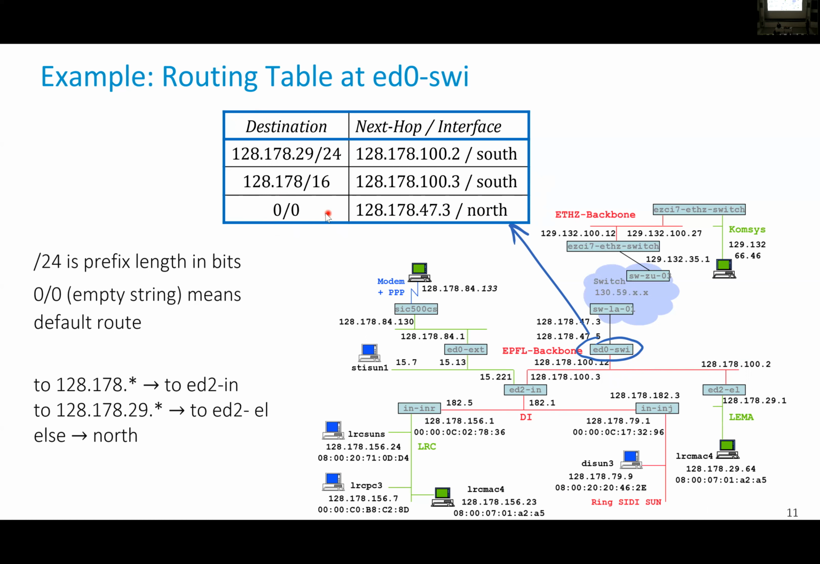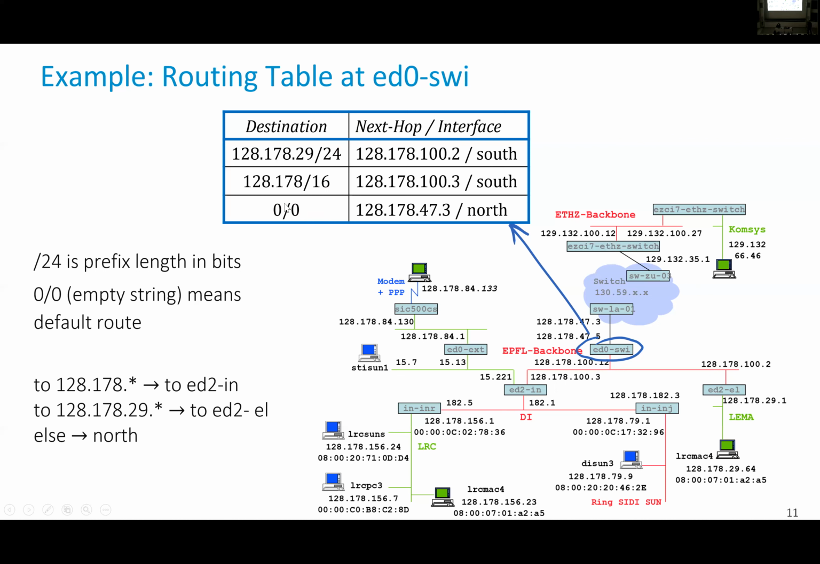And another entry, 0/0. Now that's an extreme case. 0 bits means it's the empty prefix. One convention, not always, but often used in the internet, is when you don't know an address, you mark 0. If you need to write an address and you don't know which value it has, you put 0. 0/0 means here absence of address.